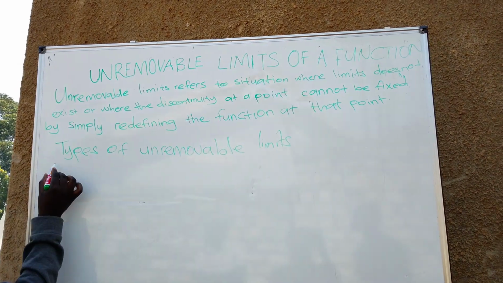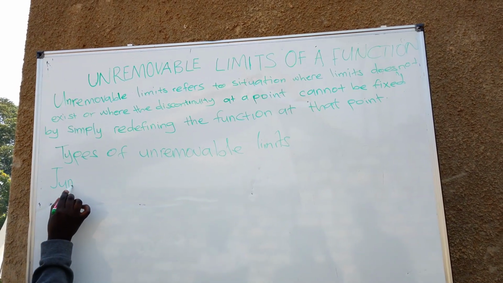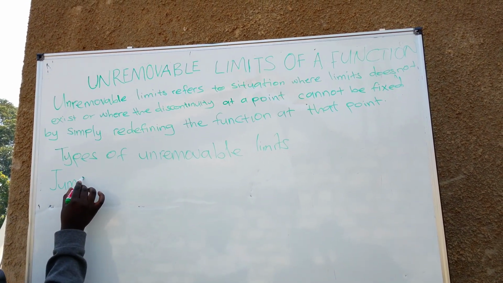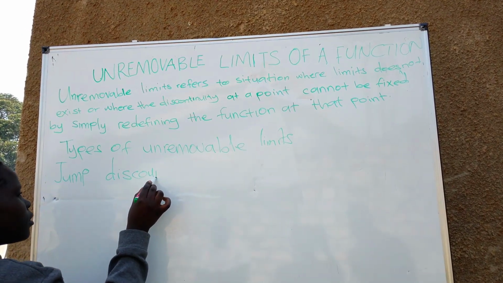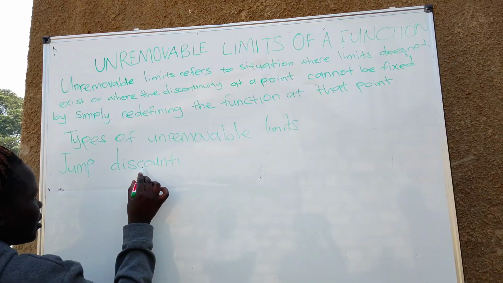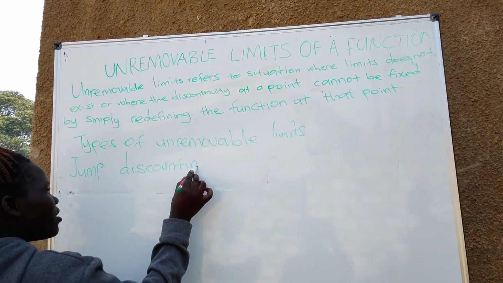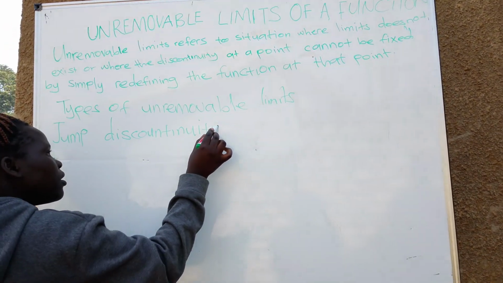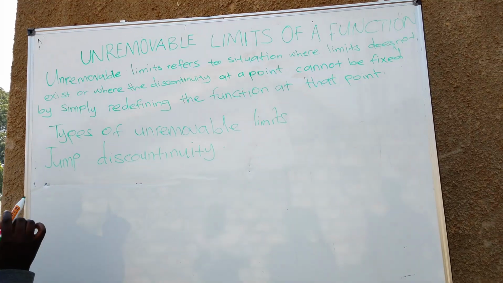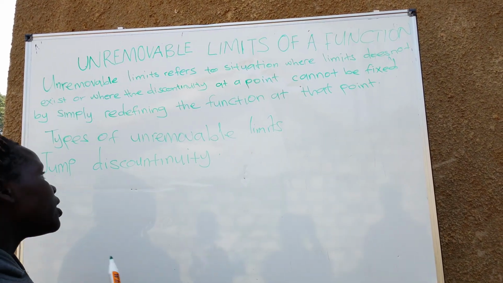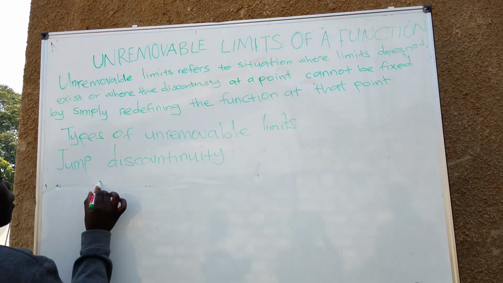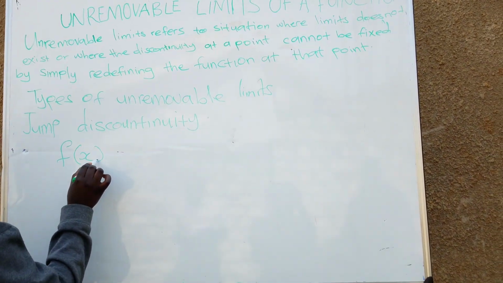First is jump discontinuity. This is when the left and right hand limits exist, but they are not equal. For example, function of x equals.